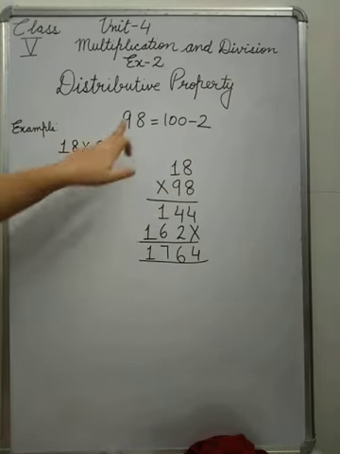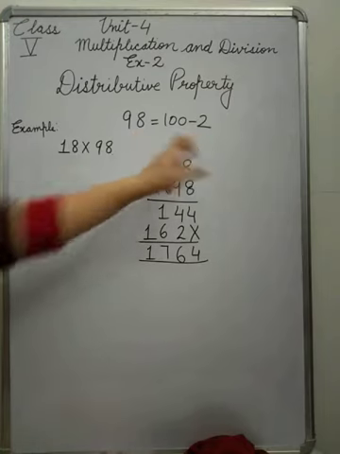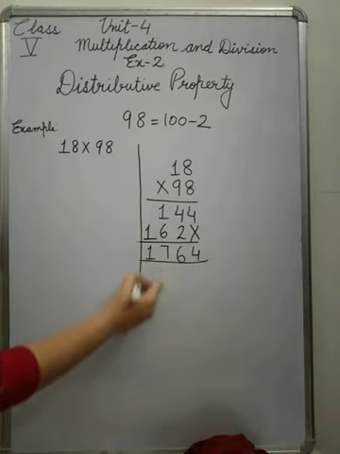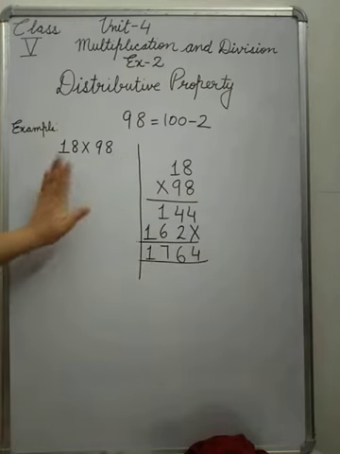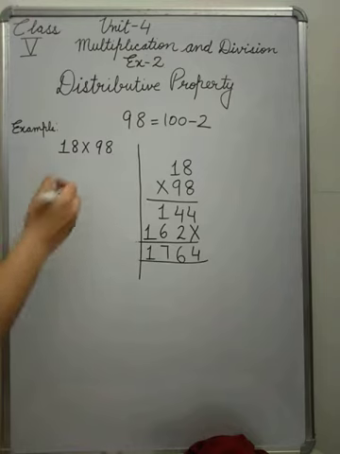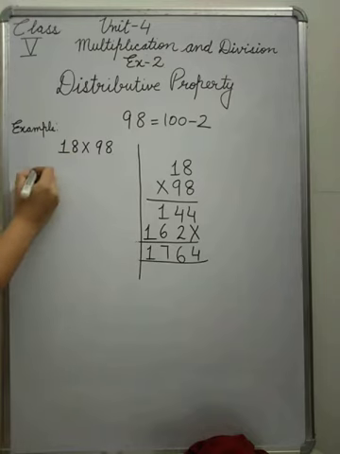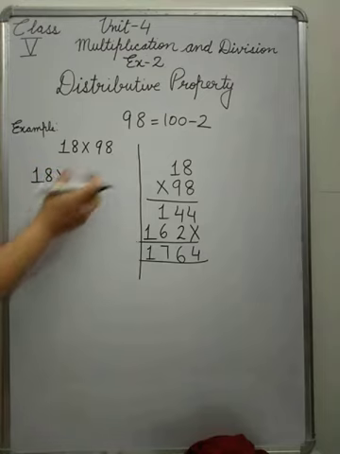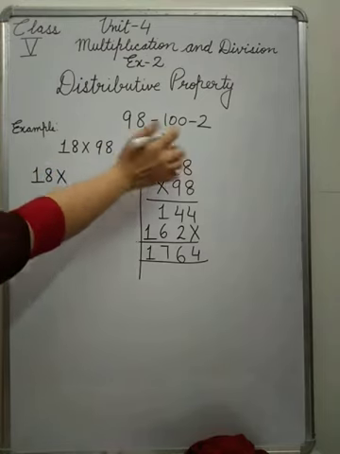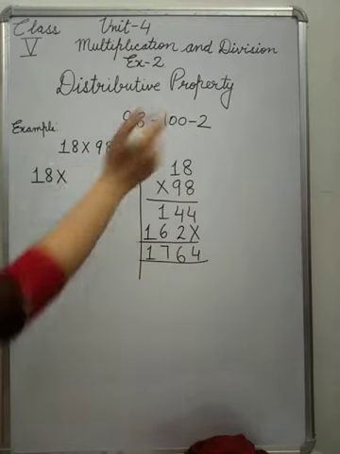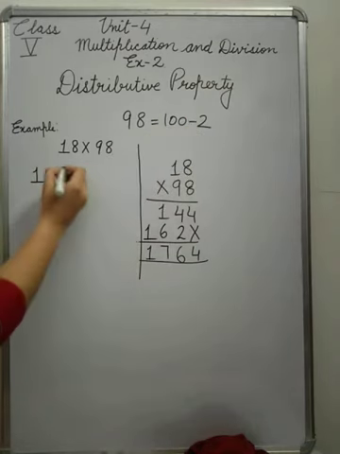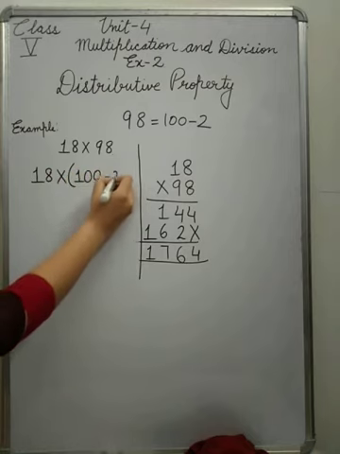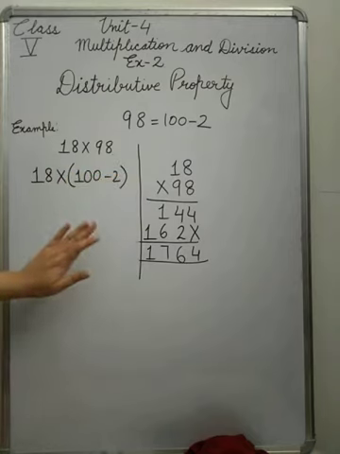Okay, now put this value 100 minus 2 here in our question. This is the first method that you know. Now this is distributive property. How do we apply it? Firstly place that 18 here, with the multiplication sign. That 98 can be written as 100 minus 2. Two numbers are there, so place them in a bracket. Okay, 100 minus 2.